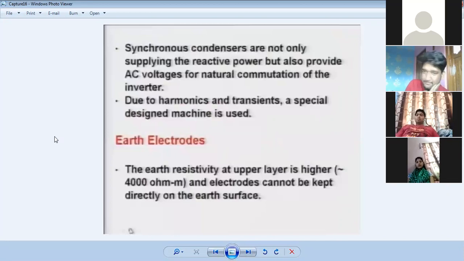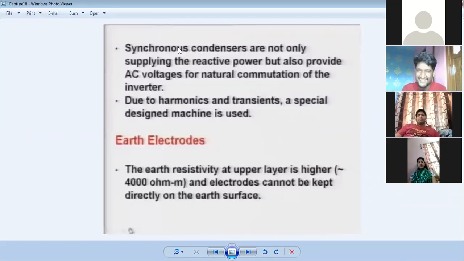Next, the synchronous condensers are not only supplying the reactive power but they also provide AC voltage for natural commutation of the inverter. Okay. There are some harmonics in the system, so due to the harmonics and the transients, a special design material is used. These are the reactive power source topics.